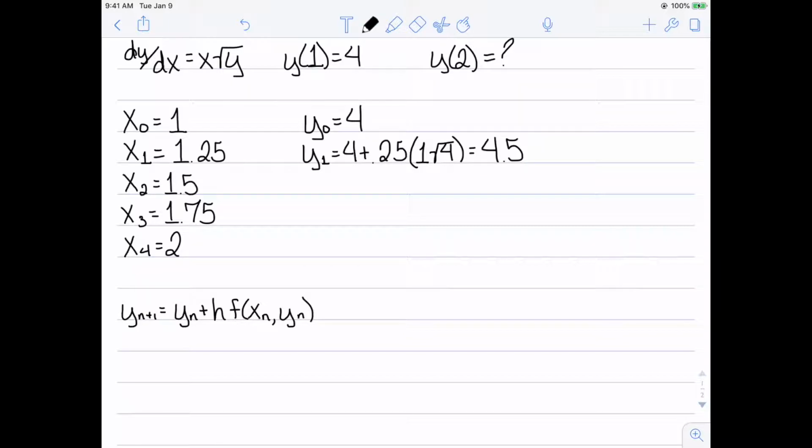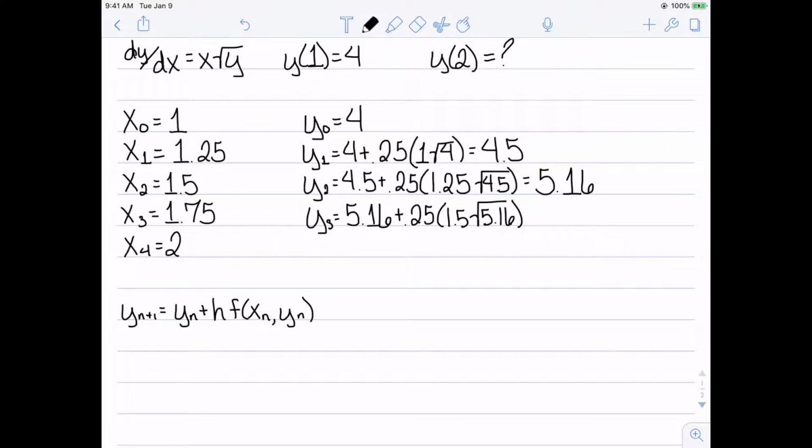We now want to find y2 using my point x1, y1. So I have y1, which is 4.5, plus h, which is 0.25, times f of x1, y1. So x1, 1.25 times the square root of y1, which is 4.5, which is approximately 5.16. We now continue this process to find y3.